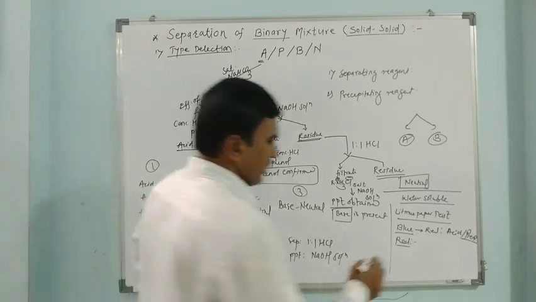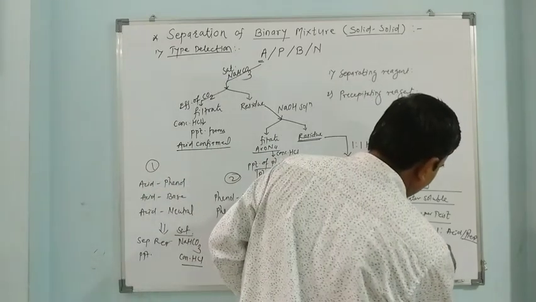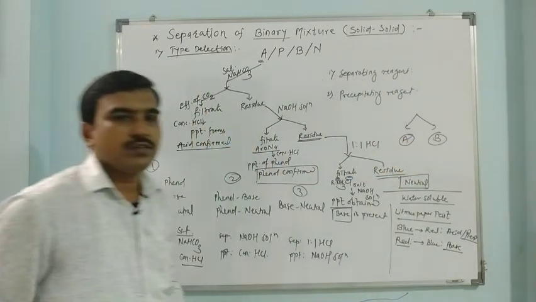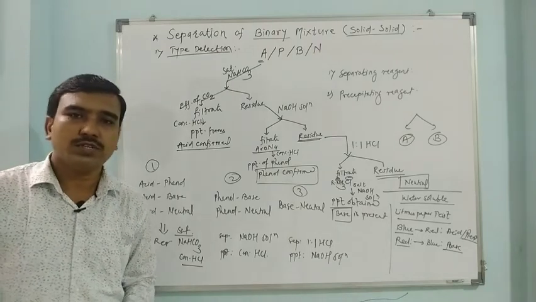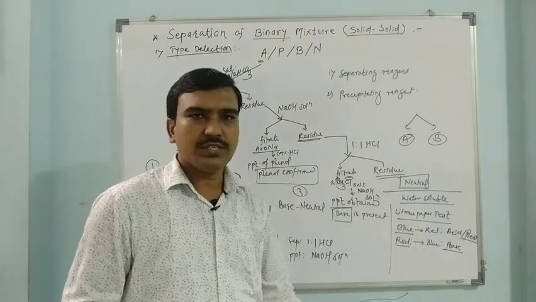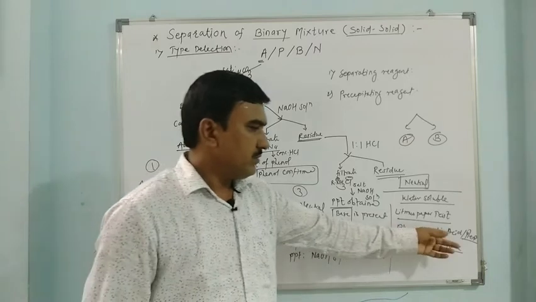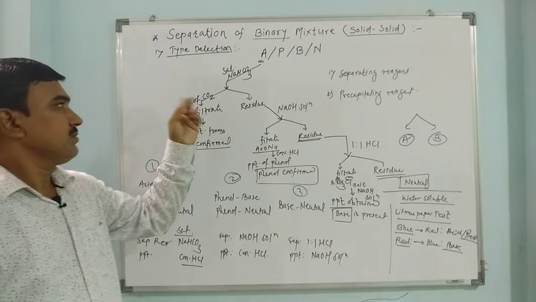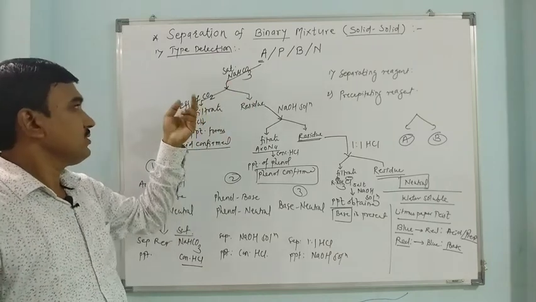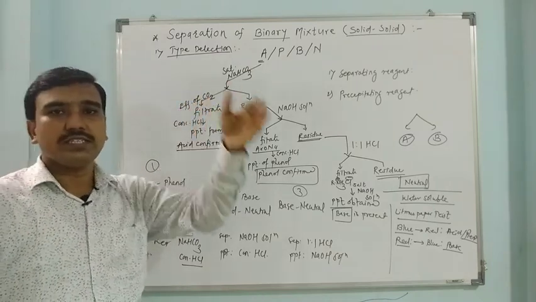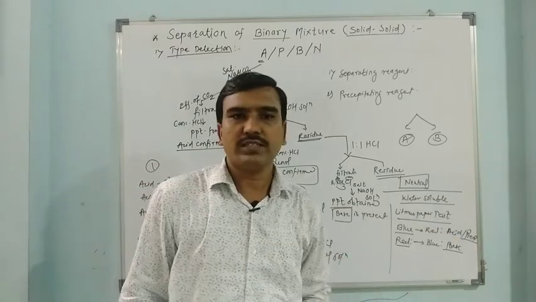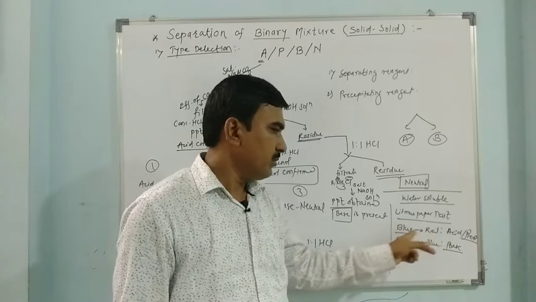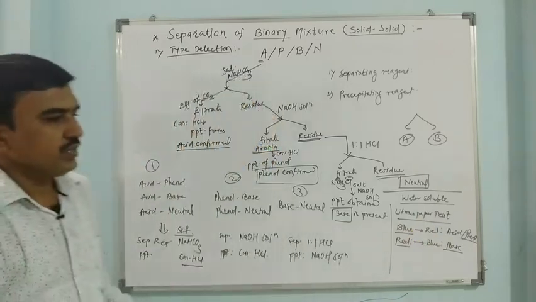But if red turns to blue, then the compound is a water soluble base. So in this way, the type of the water soluble component can be detected by using the litmus paper test. And if it is acid phenol, then after adding sodium bicarbonate to the mixture, if we get effervescence of carbon dioxide, it indicates this water soluble component is acid, otherwise it is phenol, if blue litmus paper turns to red.